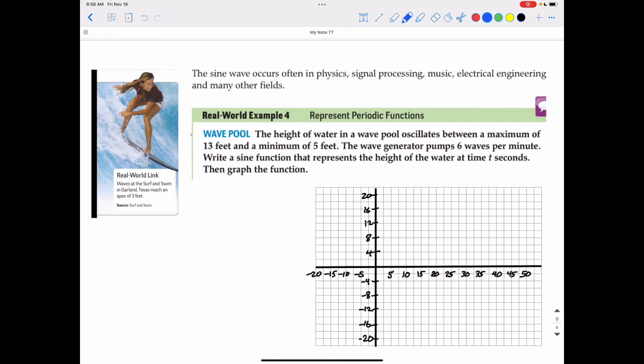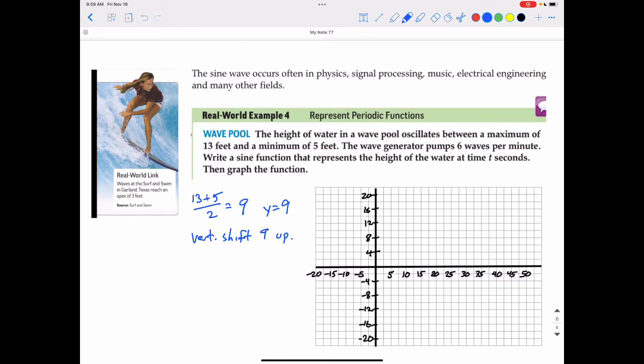Okay, so let's first talk about the minimum and maximum, what's going on there. Since it has a minimum of 5 feet and a maximum of 13 feet, that means the middle between the minimum and the maximum is 9 feet. We can figure that out by taking 13 plus 5 and dividing by 2, which equals 9 feet. If that's the midpoint between the highest point of the waves and the lowest point, that's actually the midline. So the midline is located at y equals 9. And if the midline is at y equals 9, that means this graph will have a vertical shift of 9 units up.